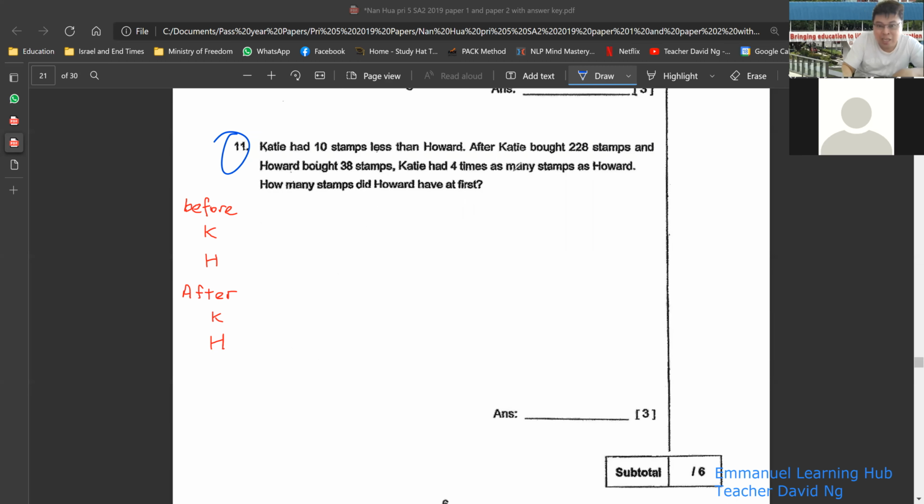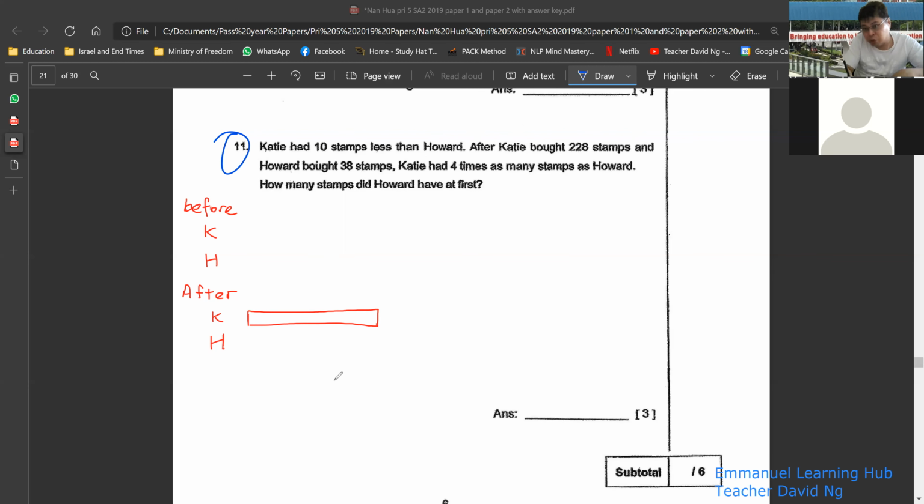So after something happened, some exchange, Katie bought extra stamps. Howard bought another extra stamp. What happened? This is something that's definite. After this episode happened, Katie is 4 times as Howard, right? Yes. So this part will be very easy to draw.